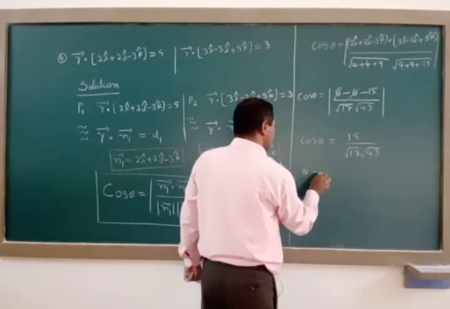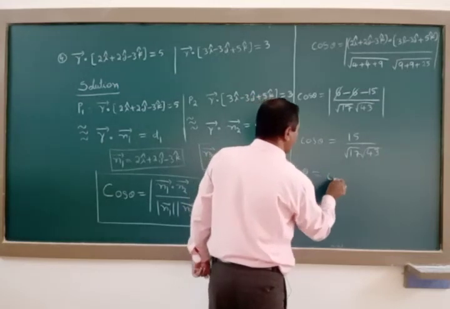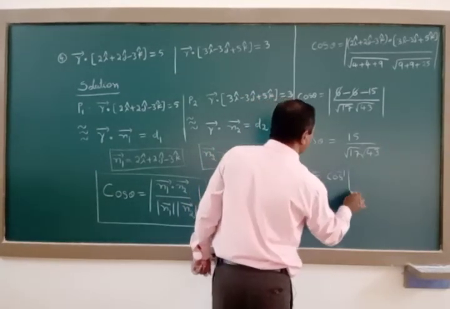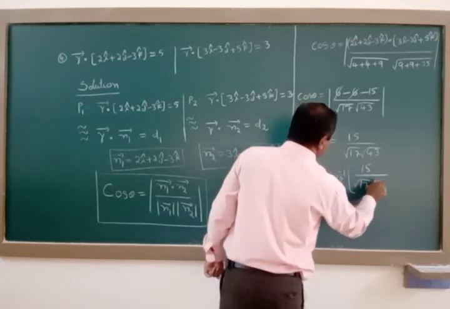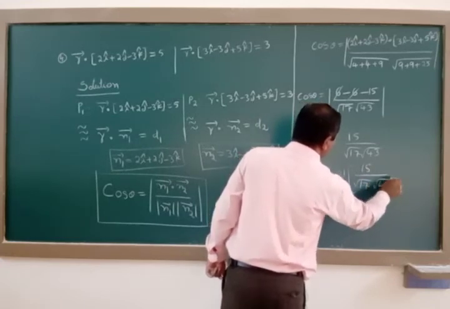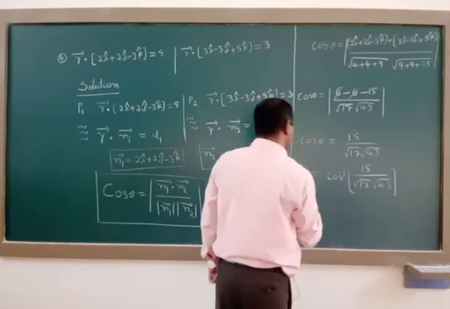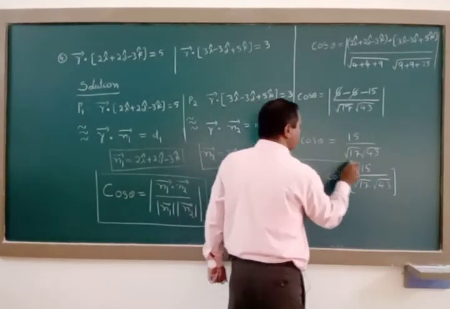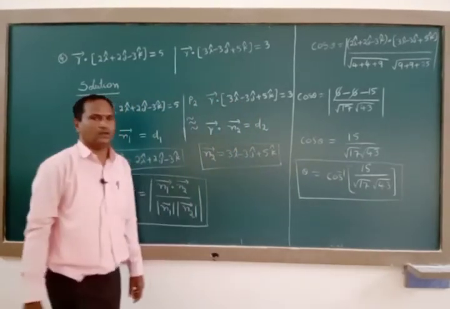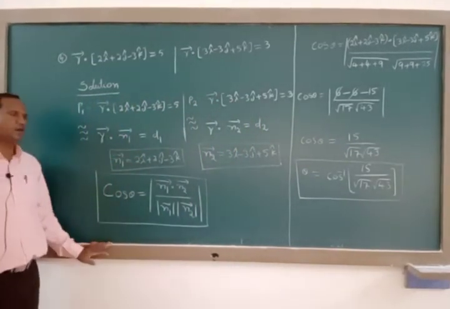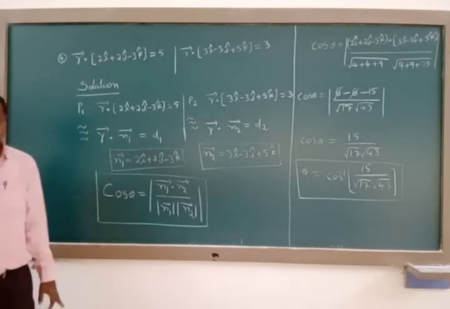Otherwise, theta is equal to cos inverse of 15 whole divided by square root of 17 and square root of 43. It is the cosine of the angle between the given two planes. Like that we are going to find the cosine of the angle between the two planes.